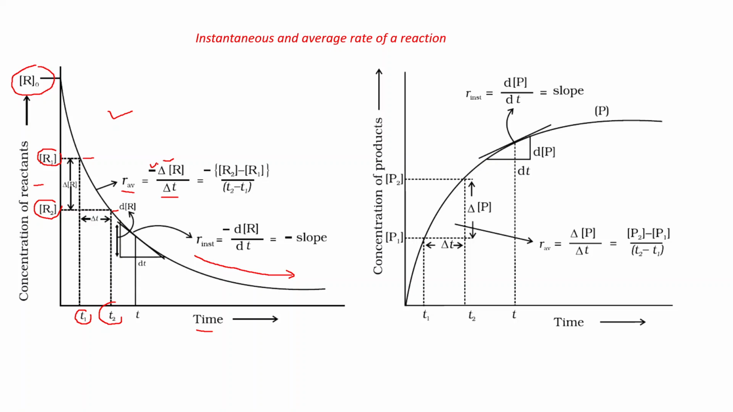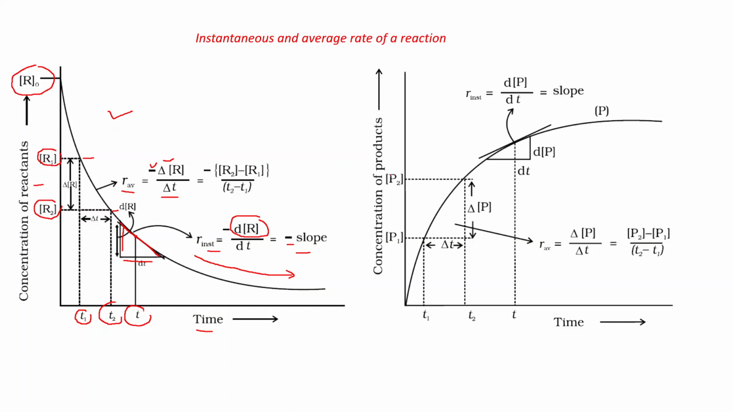But if you want to find the rate of reaction at a particular time t, then at this particular time we draw a tangent at this point. The slope of this tangent is this divided by this. Clear? And again, why is this negative? Because this term is negative. In this way, we can find the instantaneous rate.